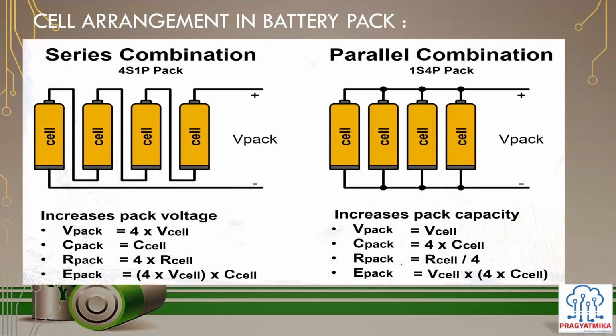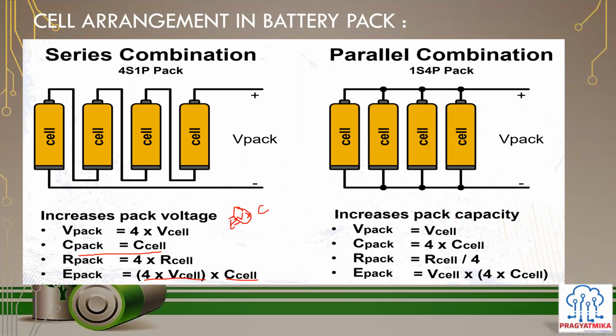Now, respective to the cell, this was the impact on the voltage and the capacity, but what would be the impact on the energy and others? In a series combination, the V pack will be multiplied by the number of cells connected in series. The pack capacity would remain the same as the cell capacity. The internal resistance would be added over, so it would be multiplied by the number of cells. The energy is E equal to V into C, so V will become 4 into V cell, that is the total battery pack voltage, into the capacity C cell.